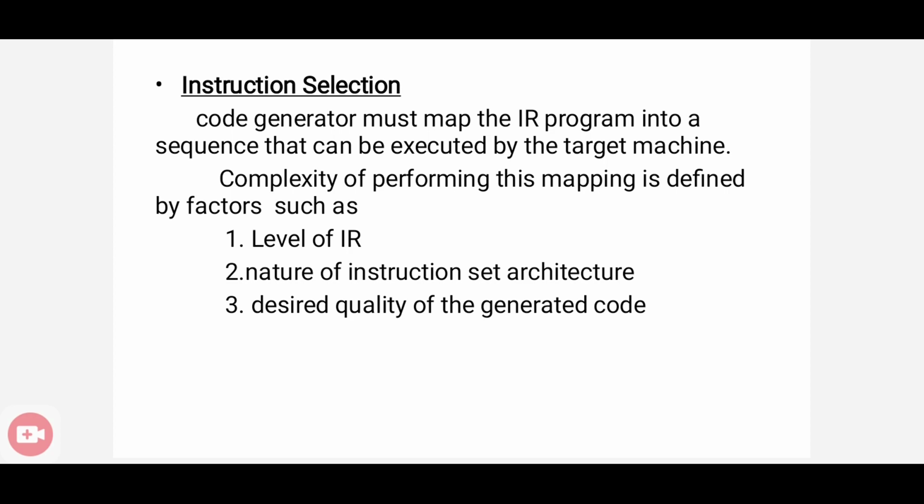The code generator must map this IR program, the intermediate representation, into a sequence that is a target program, and that can be executed by the target machine. So the complexity of this mapping, from intermediate representation to target code, is defined by some factors. That means the factors are the level of IR, the nature of the instruction set architecture and the desired quality of the generated code.